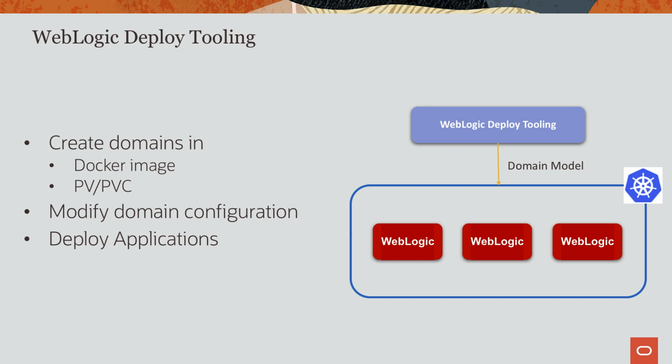So we are going to be using the WebLogic Deploy Tooling to create the domain in the first place in the PV and PVC in Kubernetes. And then we will use, again, the WebLogic Deploy Tooling to modify that domain configuration to add that second cluster.